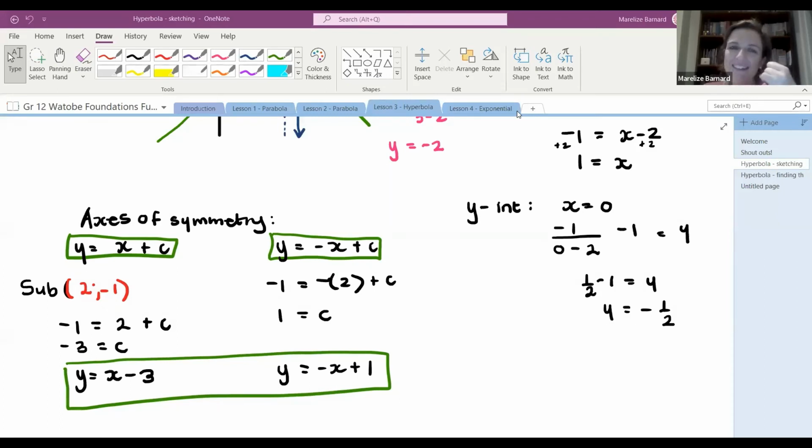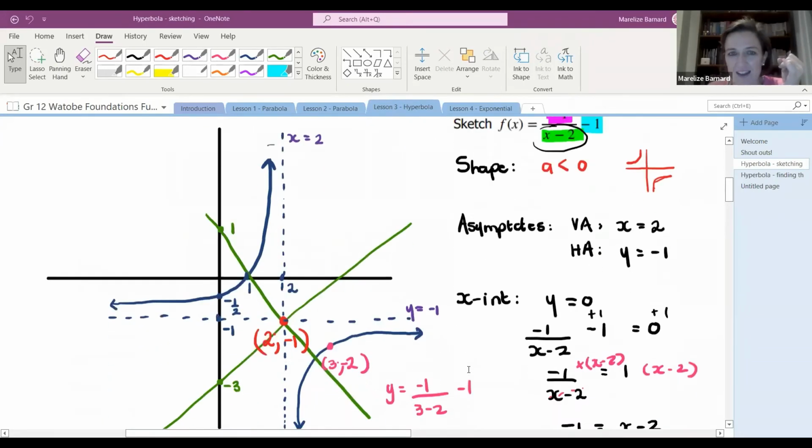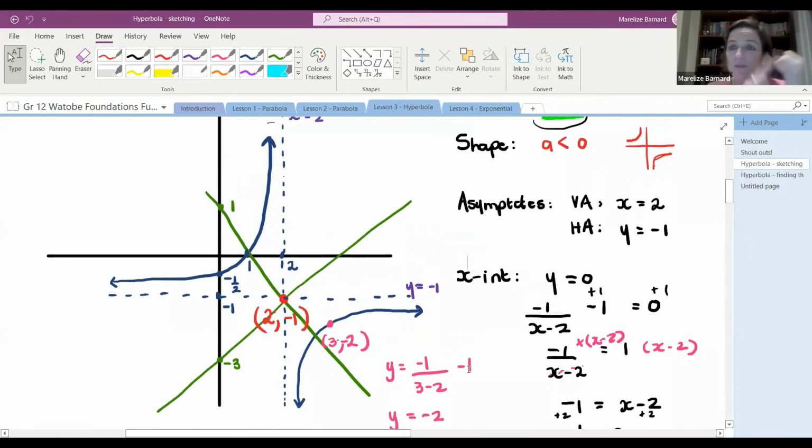So hyperbola, as in summary, if we can just look at it again, 2 quadrants, okay? You're always drawing in 2 quadrants. You've got 2 asymptotes, a horizontal asymptote and a vertical asymptote. You've got 2 axes of symmetry, okay? And they both run through the point where the asymptotes intersect. X-intercepts are found in exactly the same way as always, making y equal to 0, and your y-intercept is found by making your x equal to 0.